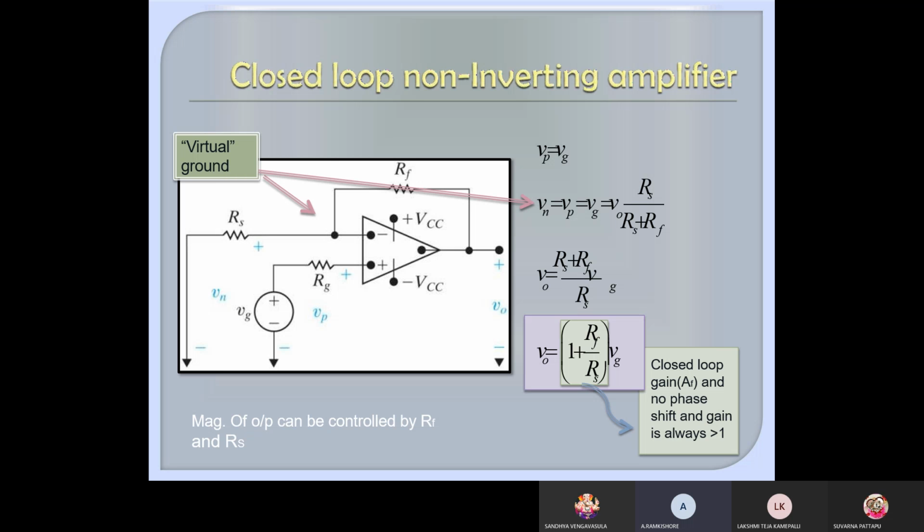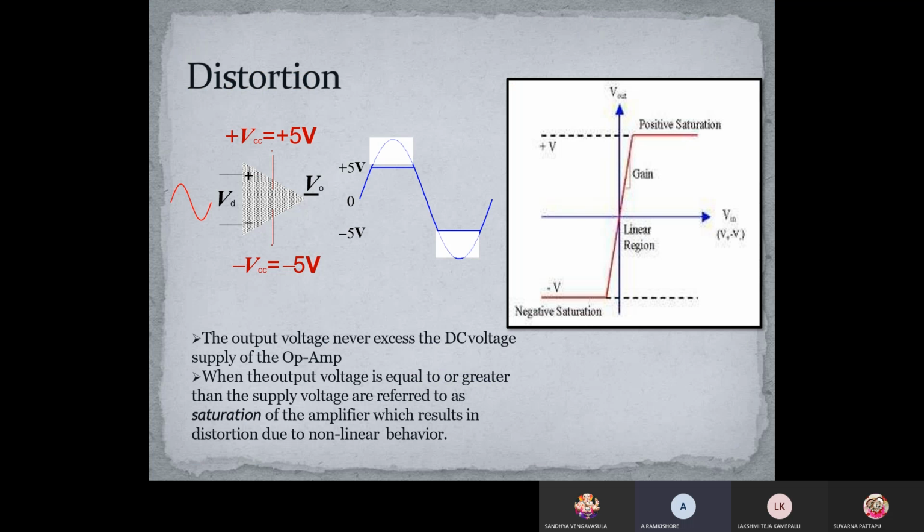So in case of the closed loop non-inverting amplifier, the output voltage V naught is equal to 1 plus Rf by Rs into Vg. So this is the formula for the closed loop operational amplifier.